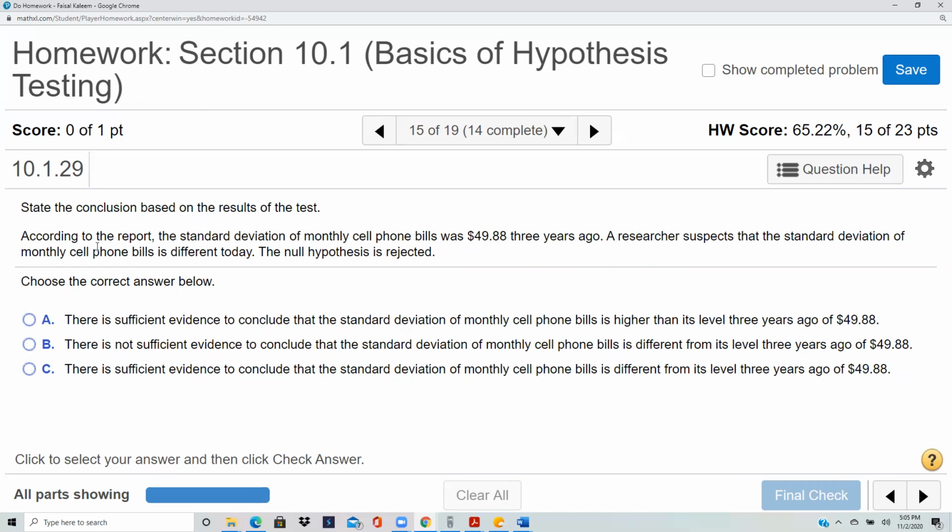So there is sufficient evidence that it's different today, because if there wasn't, then you wouldn't reject the null. The null was equals. So there is sufficient evidence to conclude, no, it's not about higher or lower, it's about different. There is sufficient evidence to conclude that the standard deviation is different.